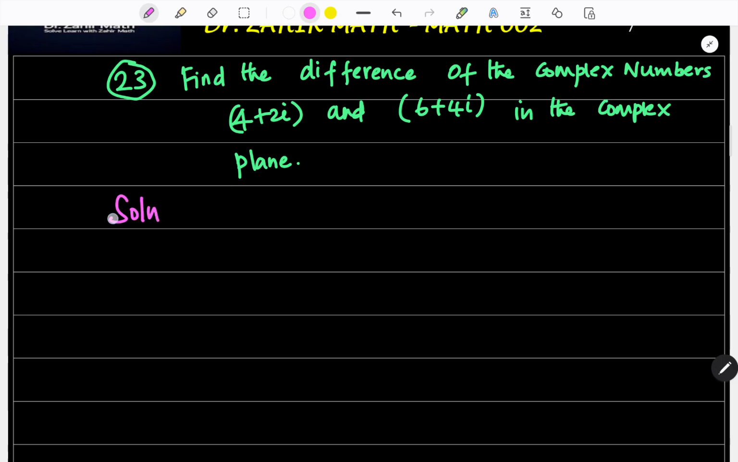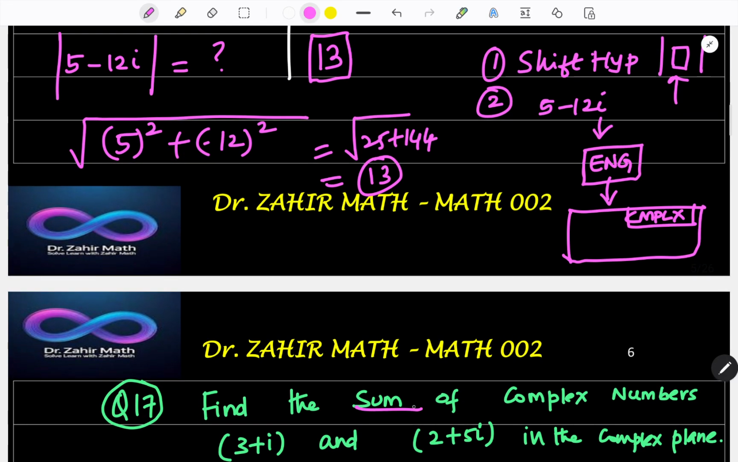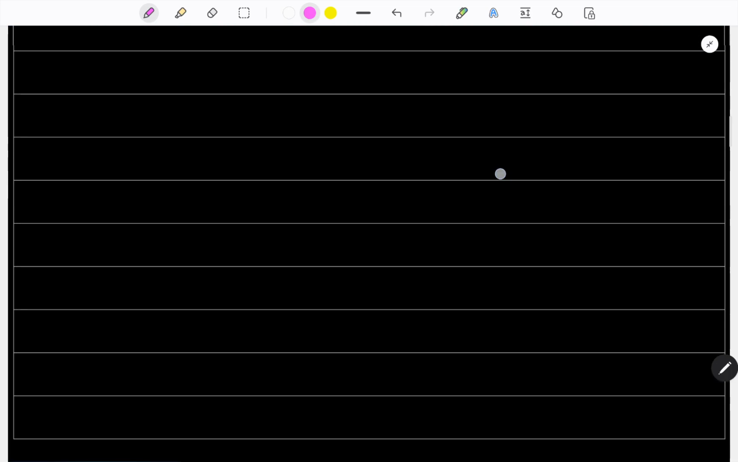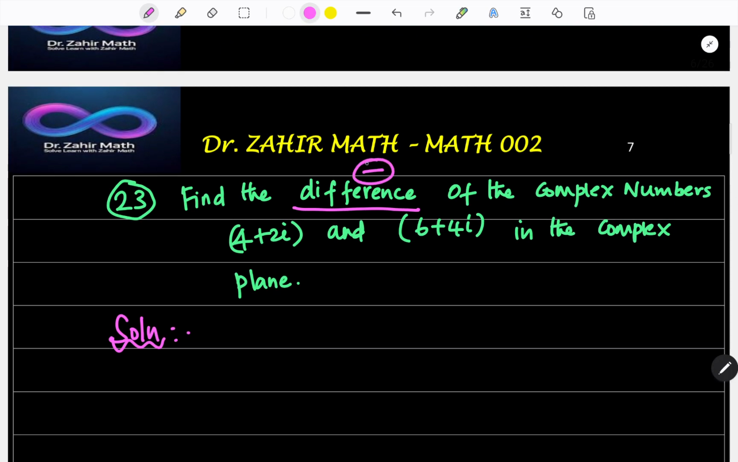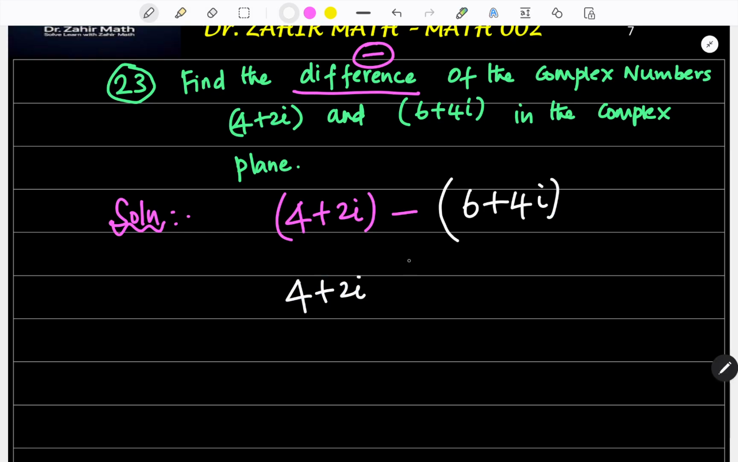Next one, let's go to the difference. What do you mean by difference? Sum means plus, and the difference means minus. You should be careful. 4 plus 2i, and with minus, when you put a minus, you should open a bracket. Keep in your mind, 6 plus 4i. So 4 plus 2i, take inside minus 6 and minus 4i.